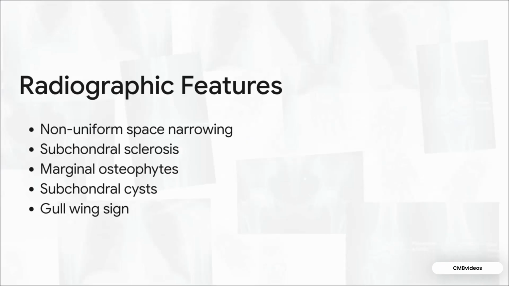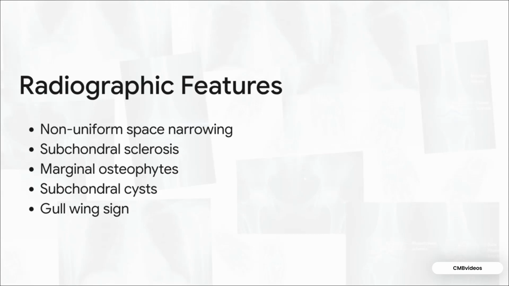Since OA is fundamentally a mechanical, non-inflammatory degeneration of the joint cartilage, there are very specific cardinal features you're hunting for. Because that cartilage wears down mechanically, usually right where the most weight or stress hits, you're going to see non-uniform joint space narrowing. Then the underlying bone rubs together and becomes dense and bright white. That's subchondral eburnation, or sclerosis.